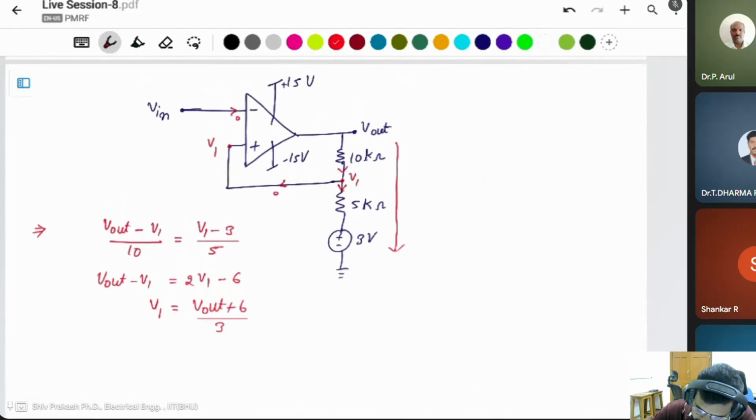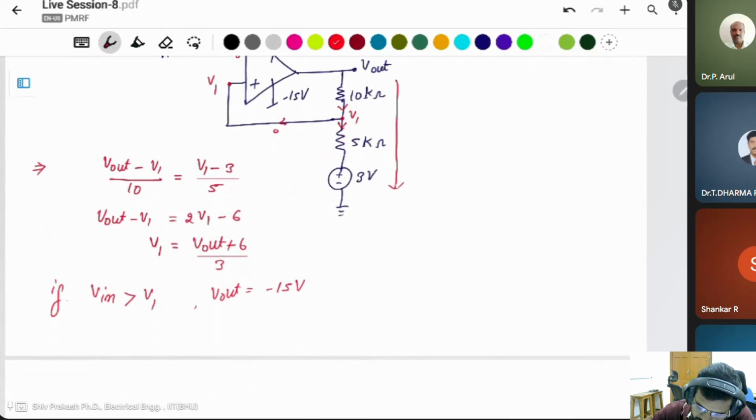Same thing, if V in is greater than V1, then what is the output voltage? It means the negative terminal is greater, negative terminal is more, then the output voltage is negative, minus of 15 volt.